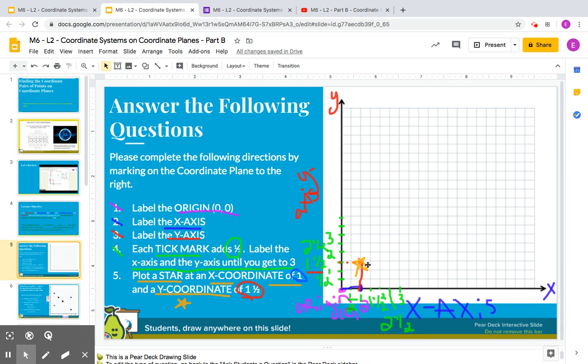So I know it's a little hard to see, but we've labeled our origin. We've labeled our x-axis and our y-axis. We looked at the tick marks and measured them out. And we found a coordinate by going over based on the x coordinate and up based on the y coordinate.